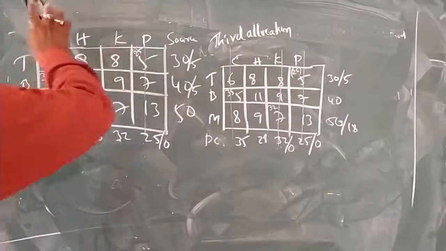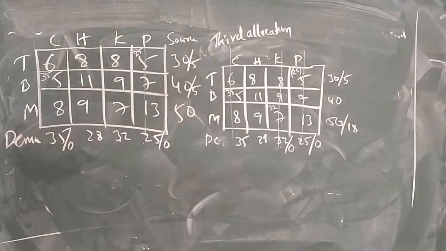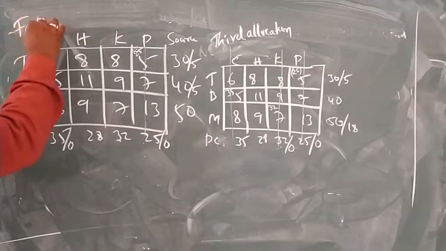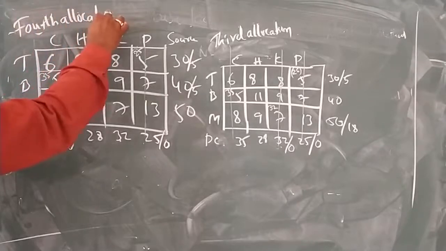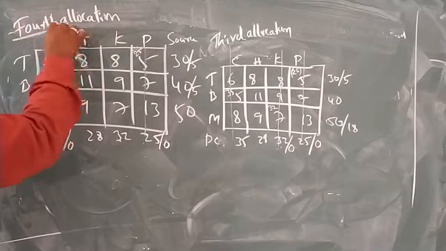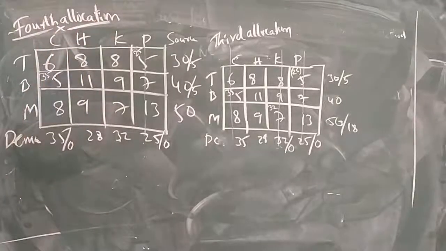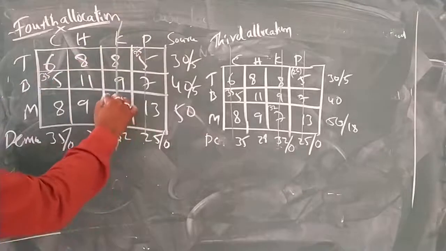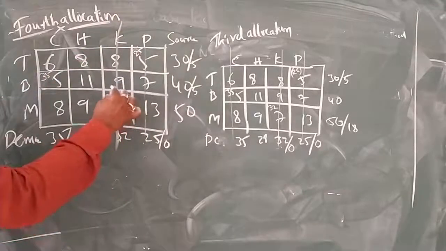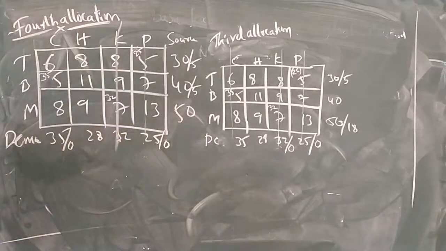Next, see here, the fourth allocation. You have to draw the tables once again. I am just making use of the board, but in the examination you need to draw the tables once again. So in the fourth allocation, this column is already deleted with the value of 32.